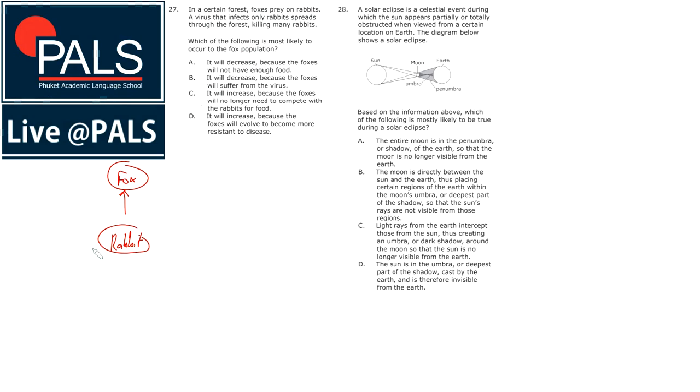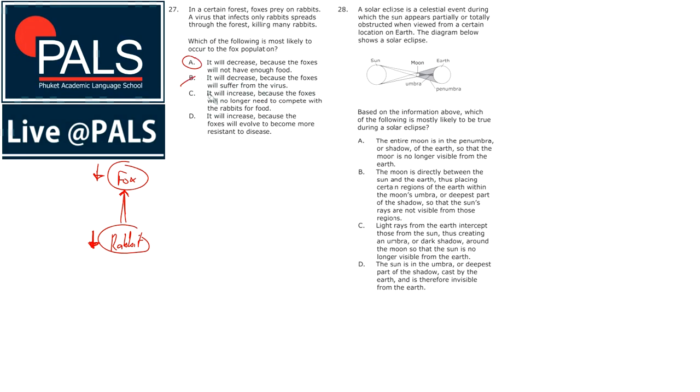So the number of rabbits decreases because of the virus. That means foxes will have less food available. The source of food decreases. That means their population will eventually decrease too. It will decrease because the foxes will not have enough food. That sounds correct.